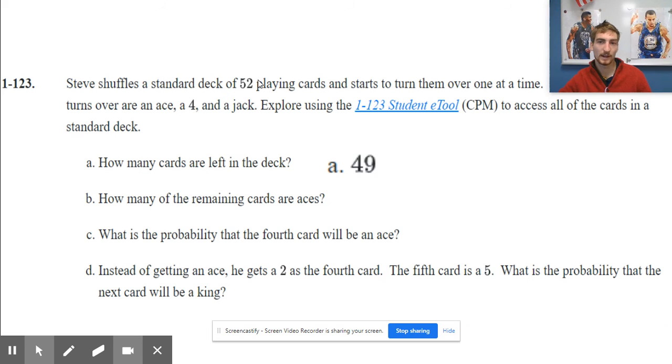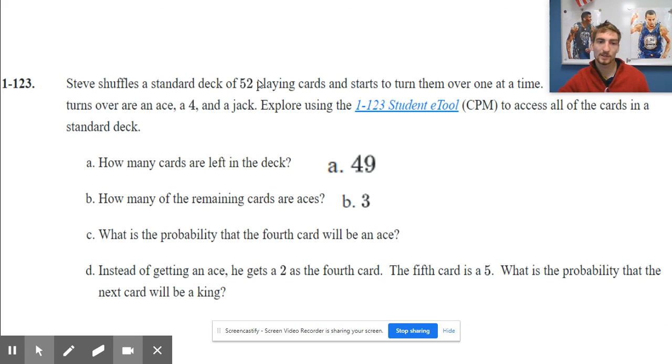So you should have gotten that there are 49 left, right? 52 minus 3, that'll give you 49. That says how many remaining cards are aces. So you got to think about how many aces are in a deck. Well, there's one for each suit, and there's 4 suits, so there's 4 aces. And if we selected one, how many do we have left? You should have that we have 3 left.